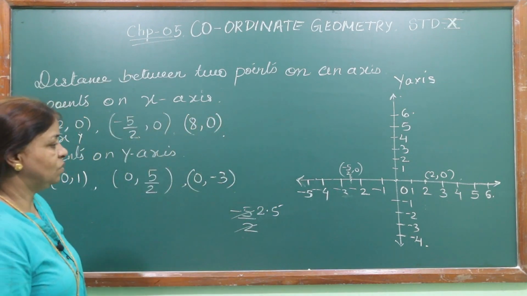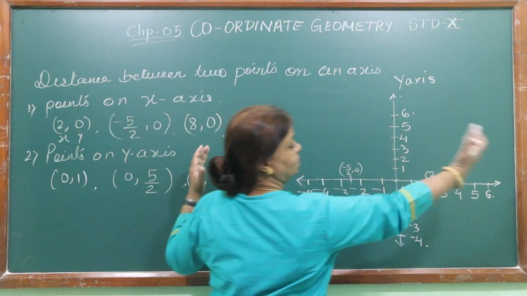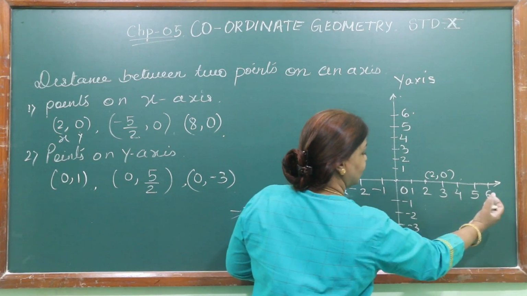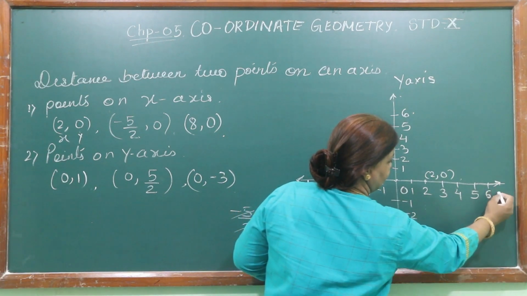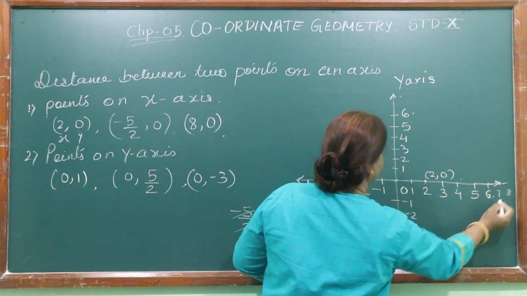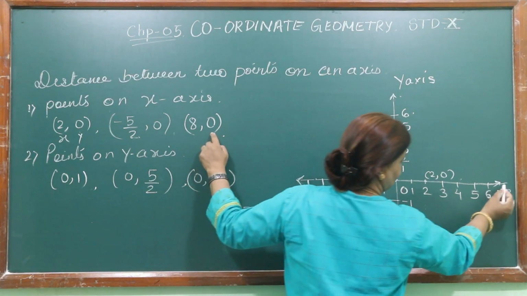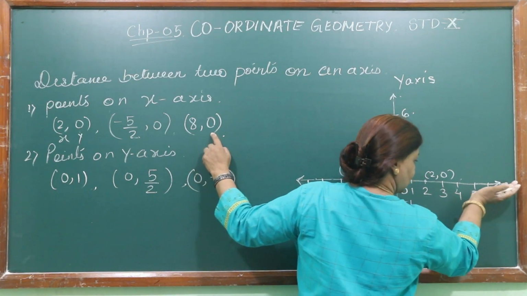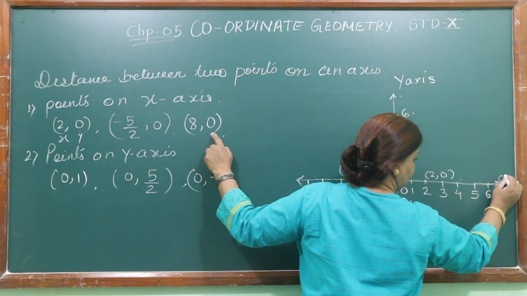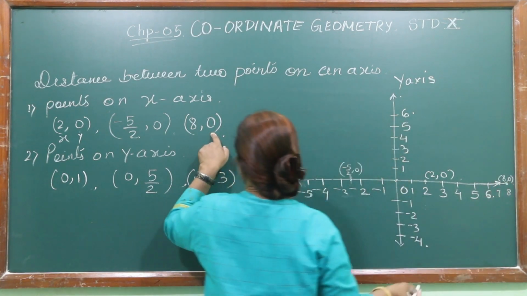Then (8, 0). 8 will be this side of the y-axis. So 6, then 7 and then 8. But it is (8, 0), 0 on the y-axis. So (8, 0).